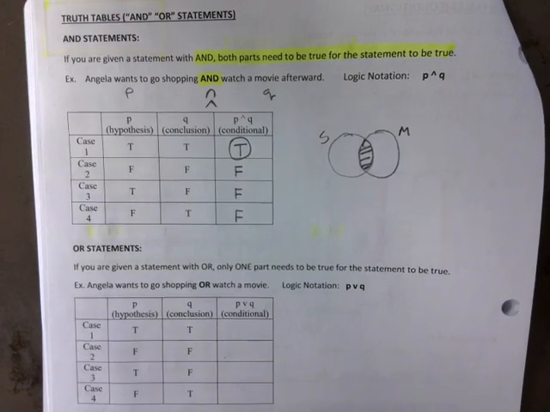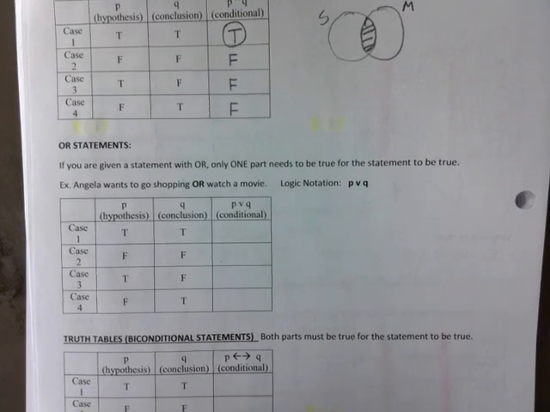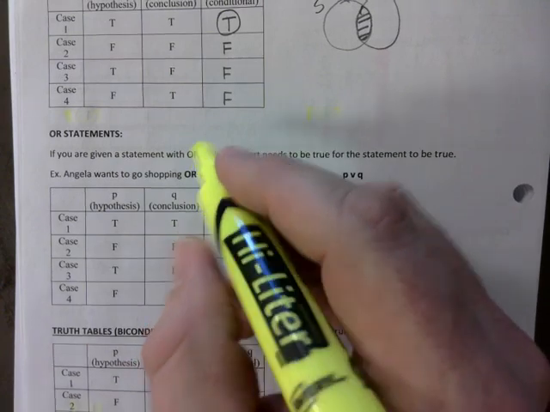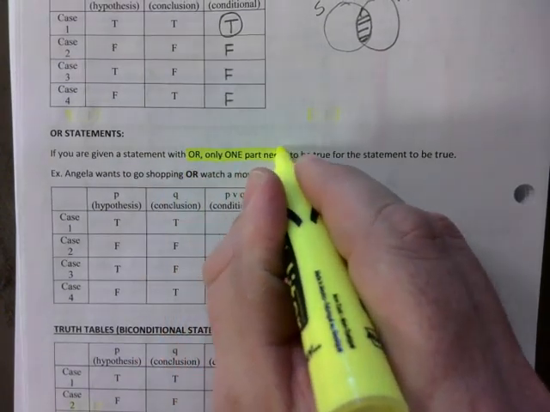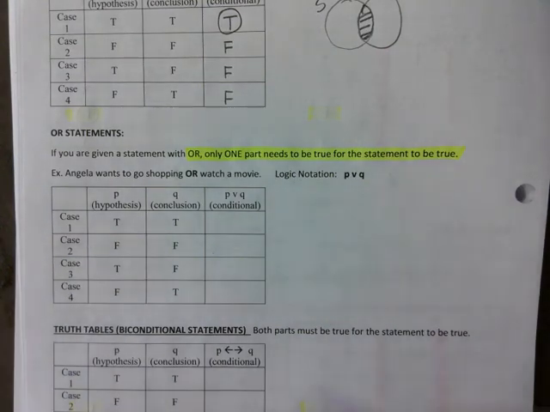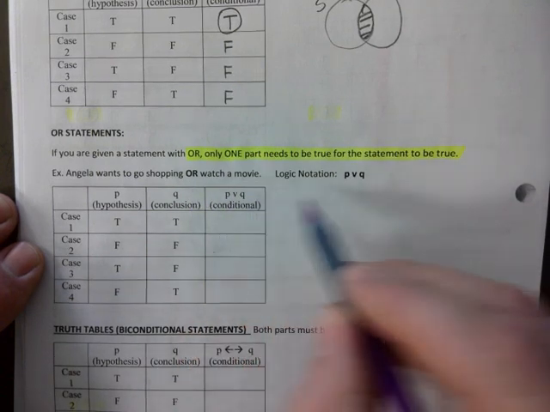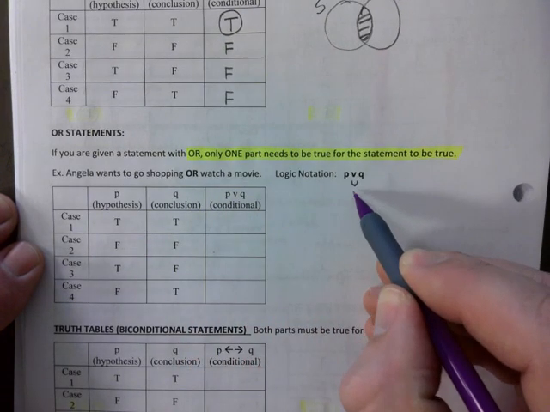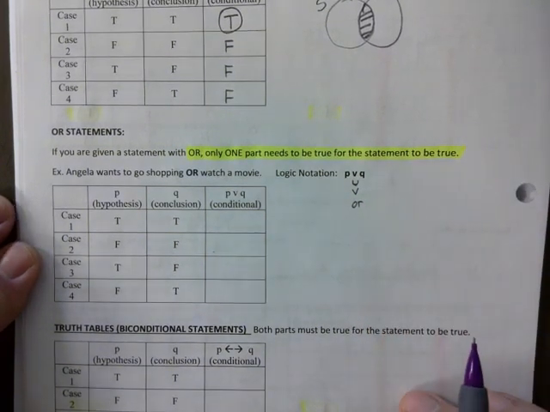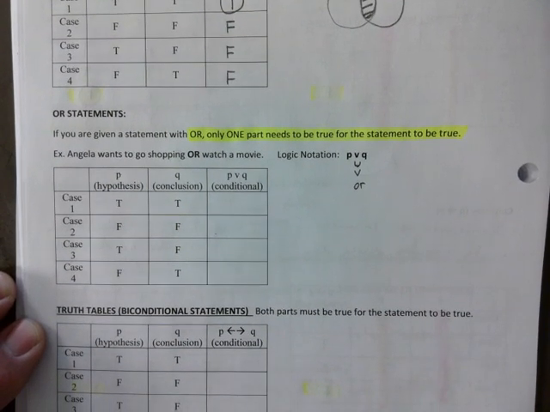And here's the or. When you're given or, watch this, with or, only one needs to be true for the statement to be true. And notice the or is a V, right? Or is like the union like this. It's the same thing. They all mean or. Okay. So if it's pointing up, it's union, it's or.